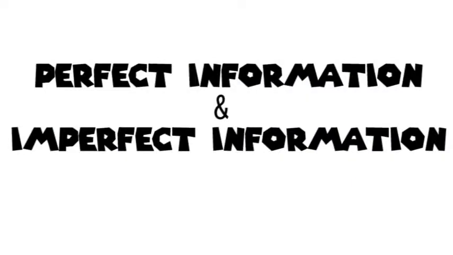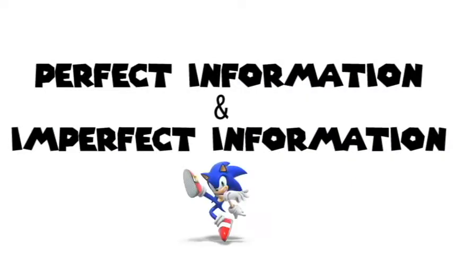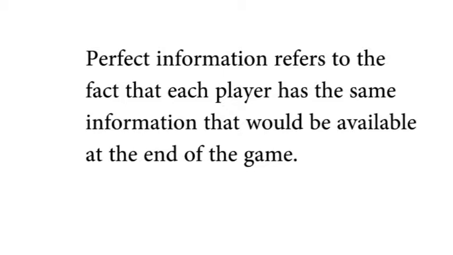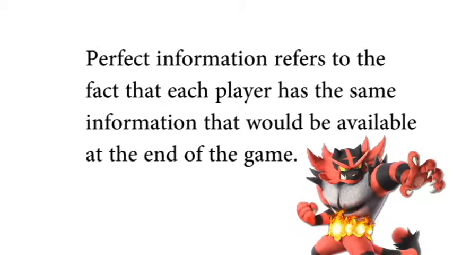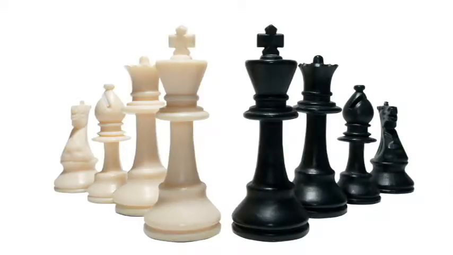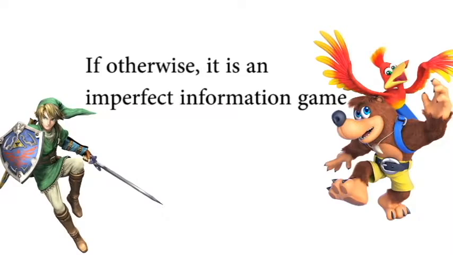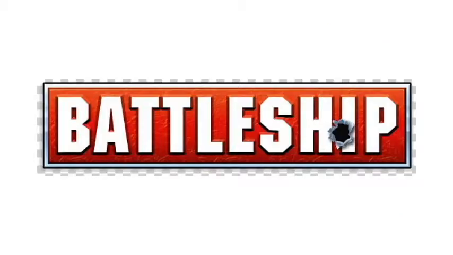Another type of game would be perfect and imperfect information. Perfect information refers to the fact that each player has the same information that would be available at the end of the game. That is, each player knows or can see each other player's moves, an example of which would be chess. If otherwise, it is what you call an imperfect information game. An example would be the game Battleship.